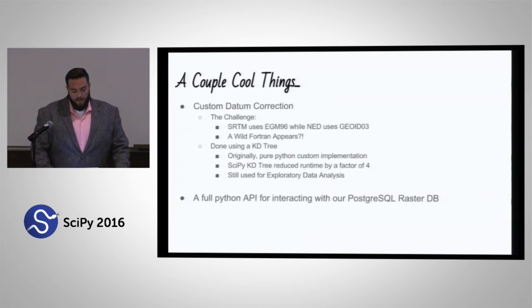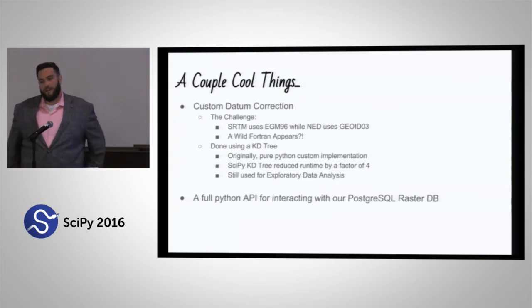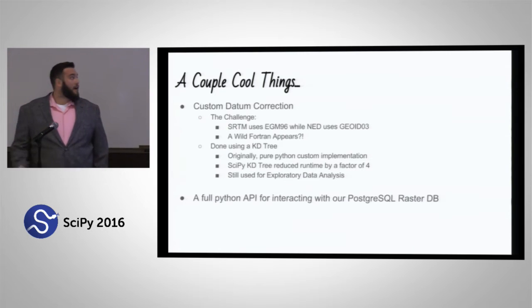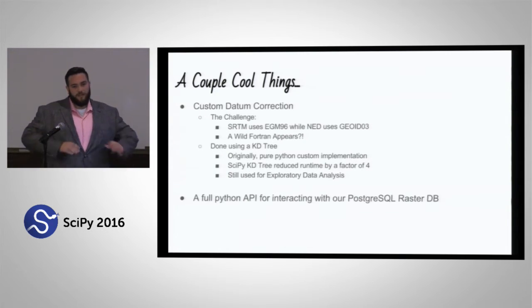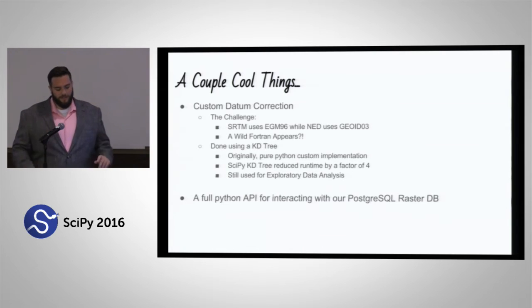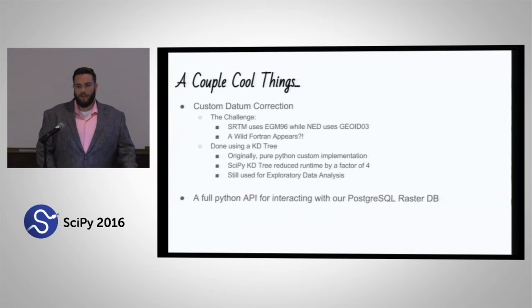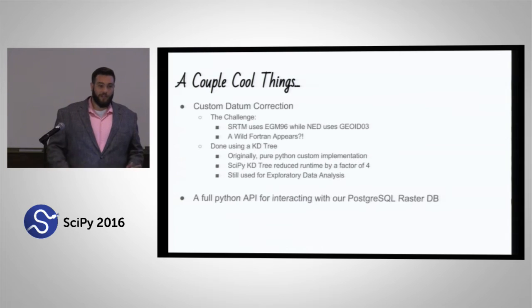So we actually have some really cool stuff that Ashton did with his Python code, including a custom datum correction. The coordinate system is the same, but the vertical datum differs between his reference data for one of his SRTM studies, which was the National Elevation Data Set, NED. SRTM uses the EGM 96 ellipsoid, while NED uses the Geoid 03 vertical datum. And so he actually had to create a custom datum correction.